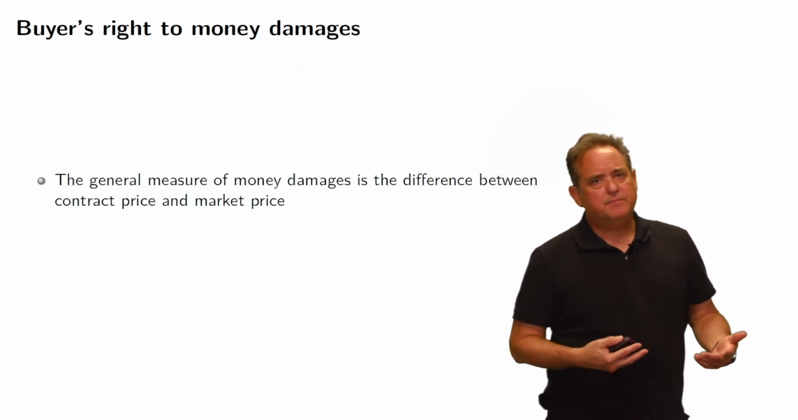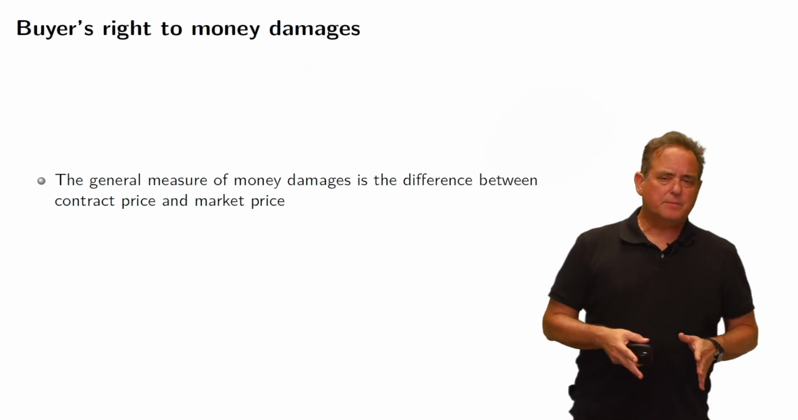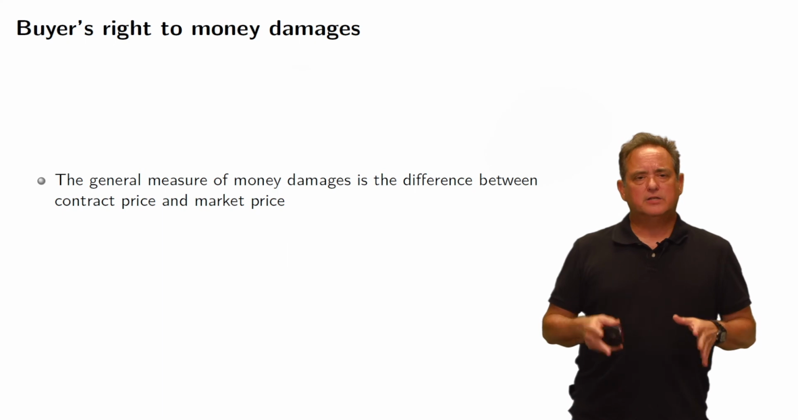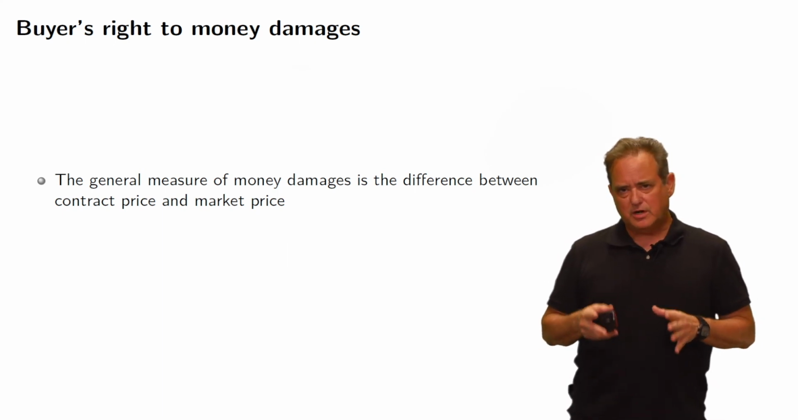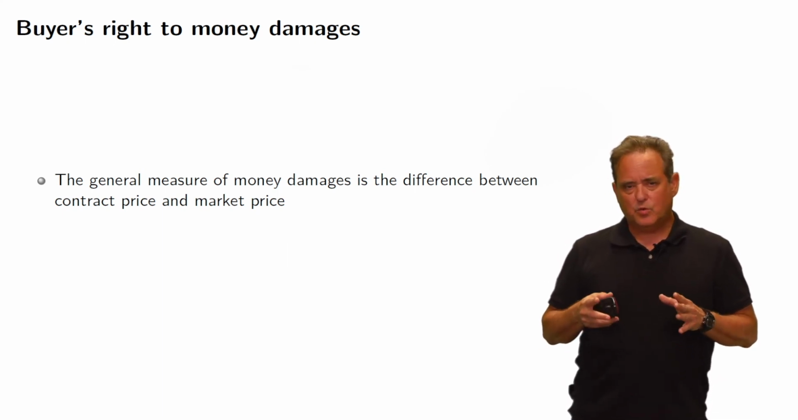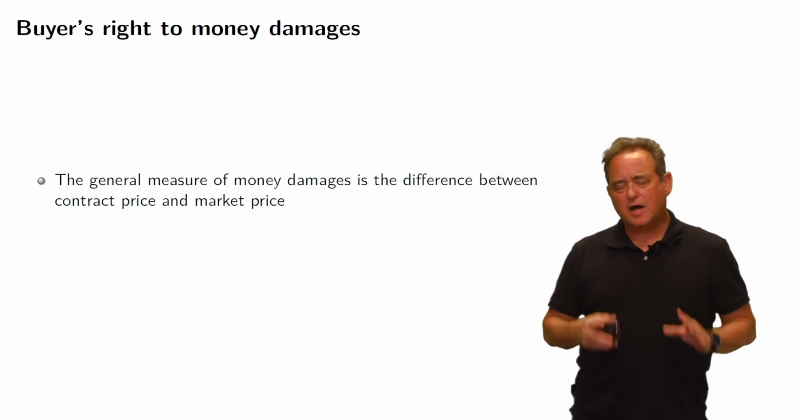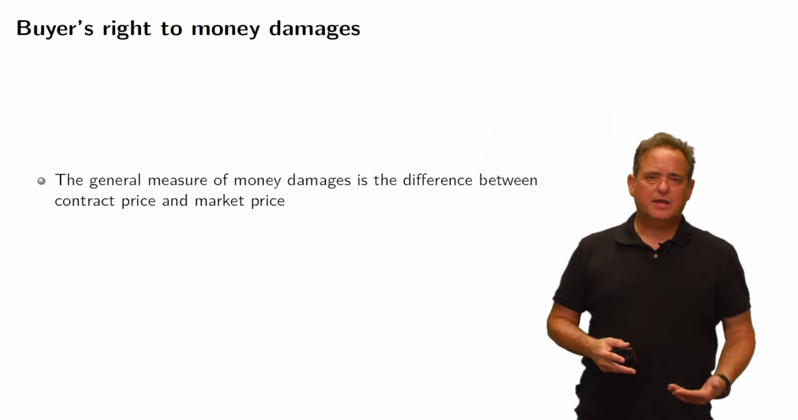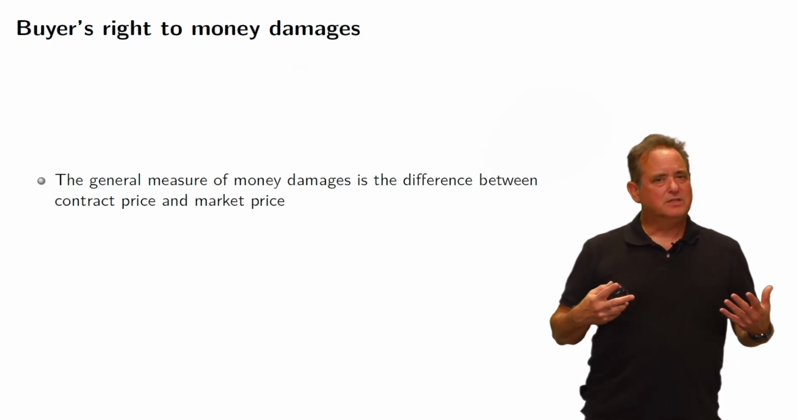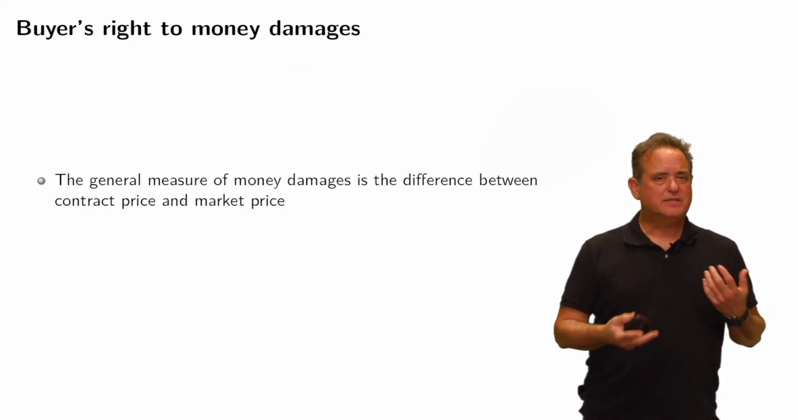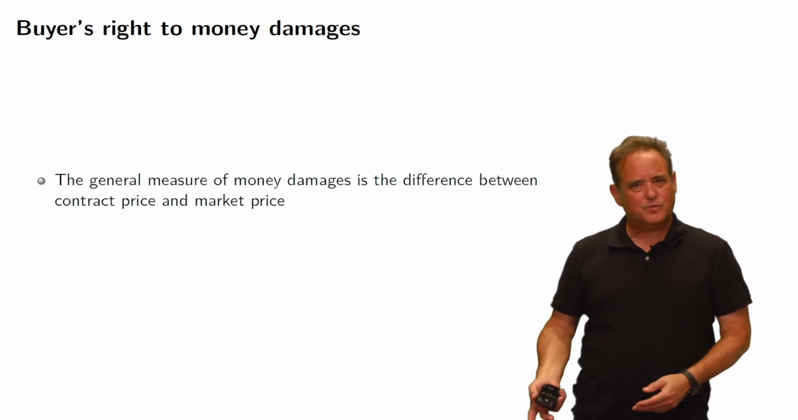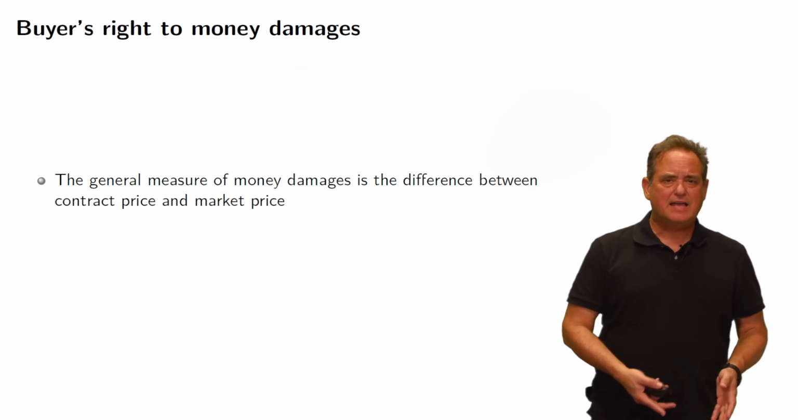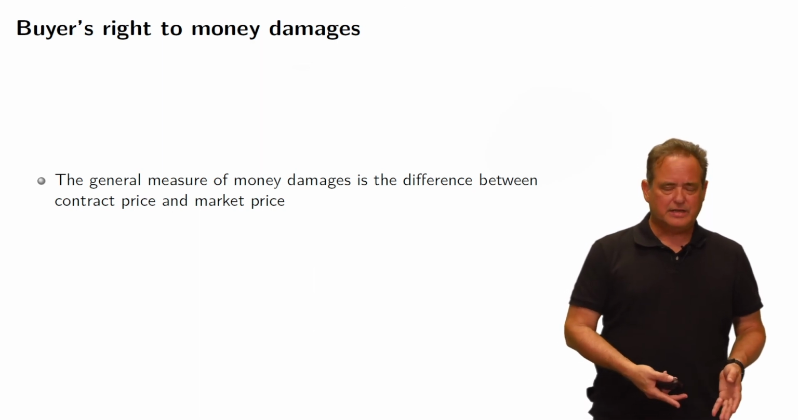And finally, money damages. Again, we're going to spend a lot of time covering money damages, so we're not going to focus on it here, but understand that the general measure of damages is going to be the difference between contract price and market price. Get that idea in your head, because when we're discussing damages, that's really what we're going to be talking about. What's the difference between the price that was called for in the contract and the market price, the price that I actually incurred?